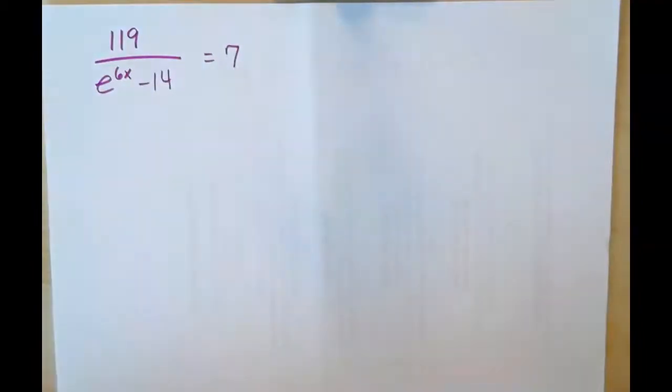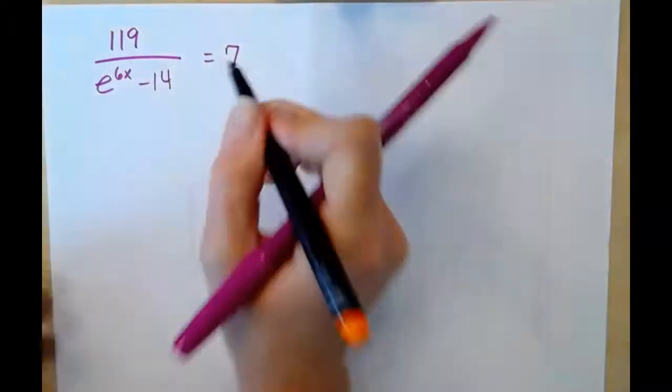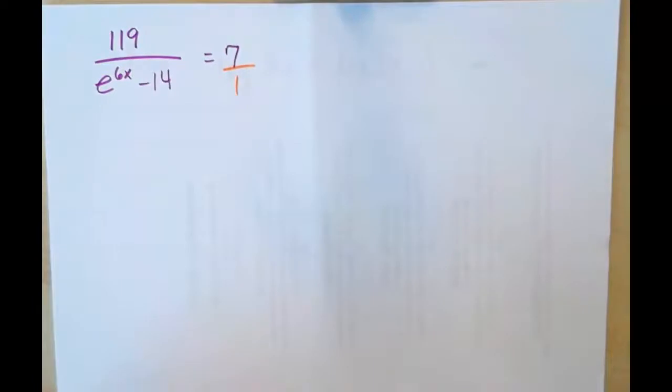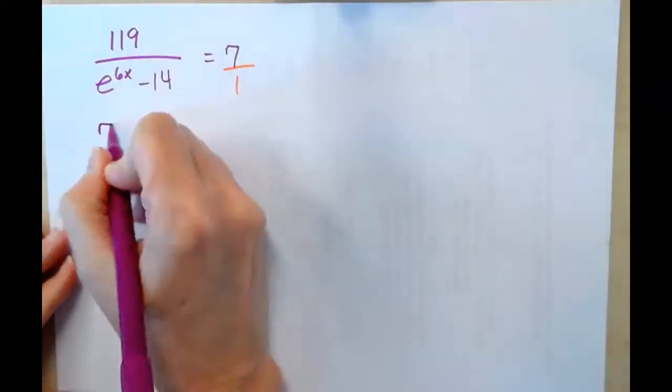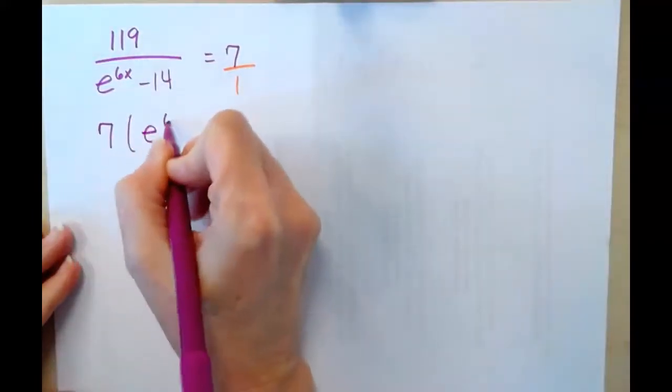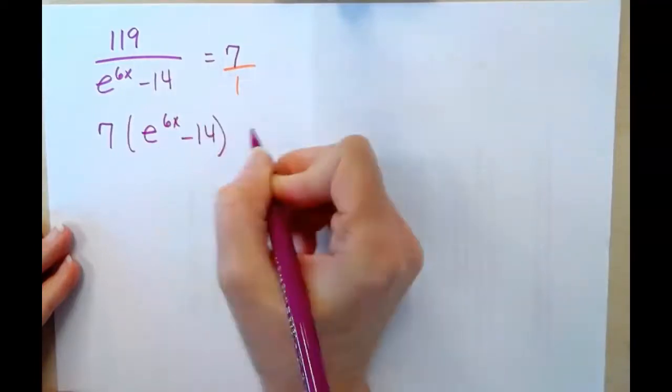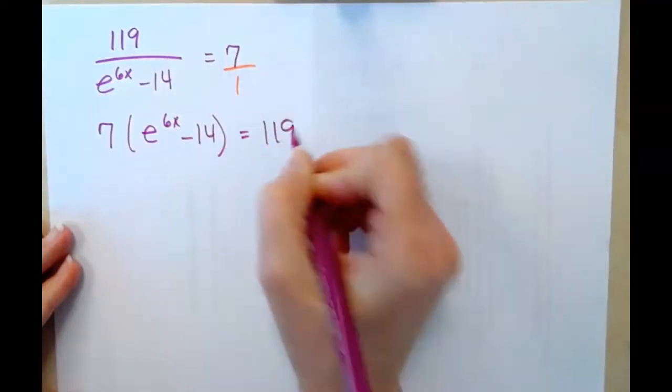Next, another one where we are solving for x. If we're solving for x and x is in the spot of an exponent, at some point we're going to need the ln. Now, the first thing I see here, guys, is that let's put 7 over 1, and then let's eliminate the fractions by cross multiplying. So 7 times e to the 6x minus 14 equals 119.